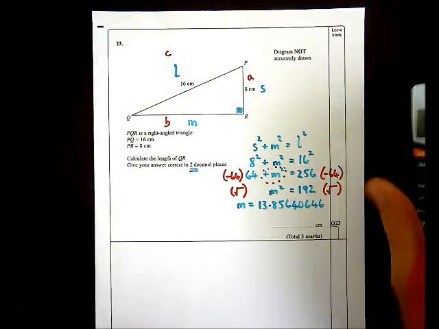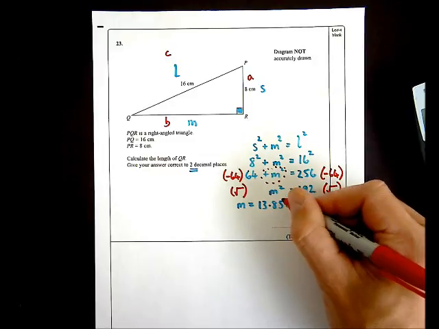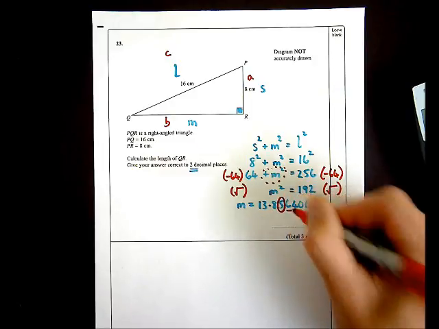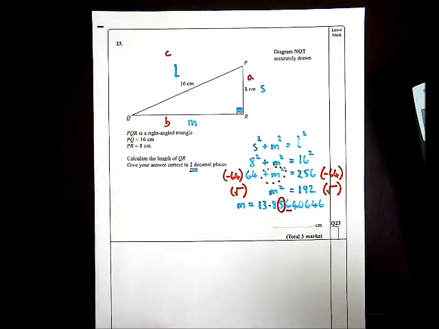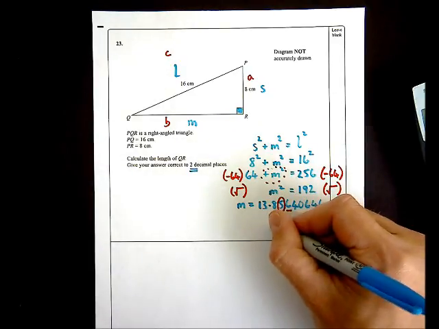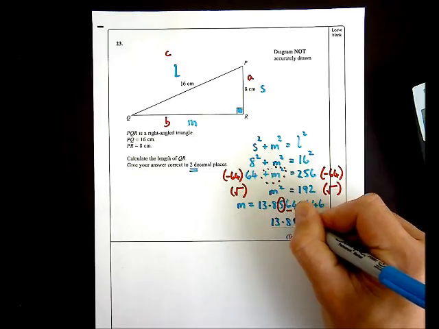So I'm going to find the second decimal place, which is 1, 2, so the 5 here. Underline the 6, and that's past halfway, so the 5 is going to go up to a 6. So my answer to 2 decimal places will be 13.86.